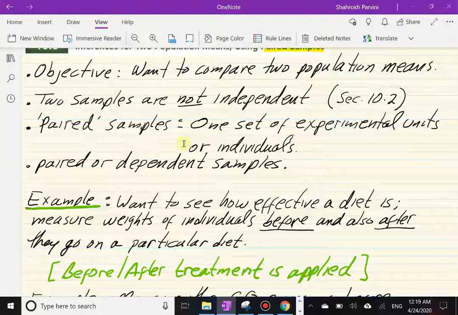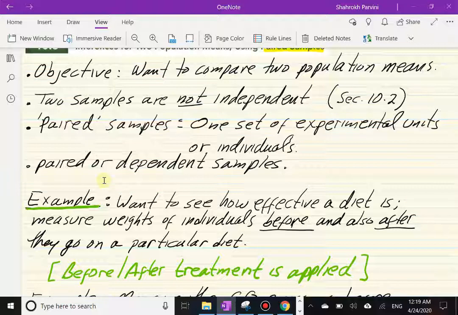So an experimental unit could be a person, a subject. It could be a plot of land. It could be a house, could be an automobile, depending on what it is we're doing to those items. So our experiment, as far as our design goes, is called paired or dependent samples. That's what we're doing now. Now, here I have a list of examples for you.